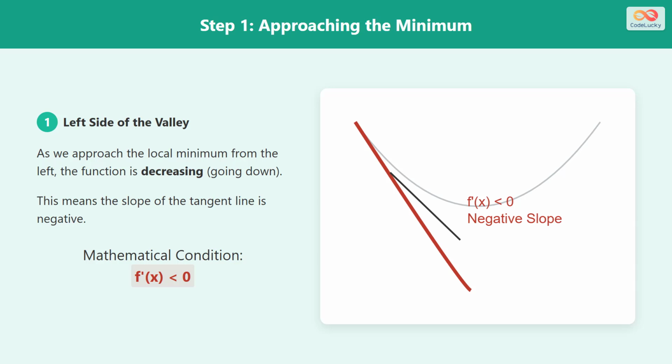Let's break it down. As we approach the minimum from the left, we are going downhill. Mathematically, the function is decreasing. This means the slope, or f prime of x, is strictly less than 0. It is negative.